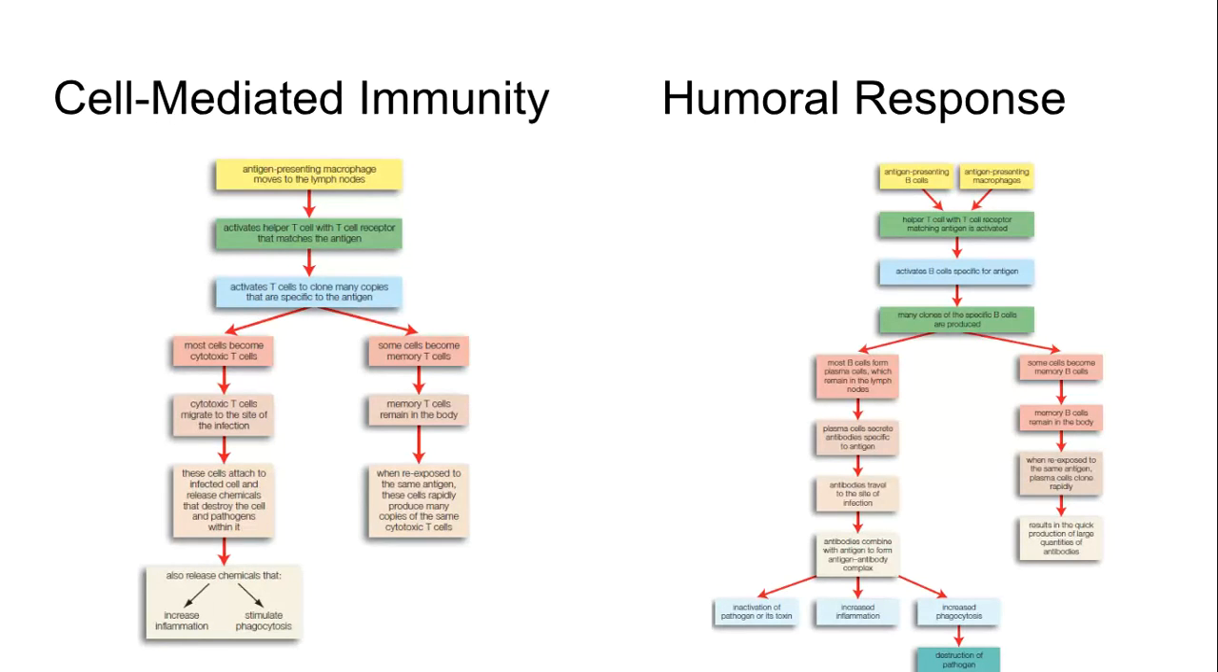In our humoral response, we're looking at our B cells. So we see our antigen-presenting B cells that work with the helper T cells to match an antigen. And then we see our B cells being activated, being produced, and then moving to our lymph nodes and working with our antibodies to form our antigen-antibody complex. And then we're seeing a destruction of the pathogen. At the same time here, we're also producing memory B cells. So therefore, when we're re-exposed to the same antigen again, we see a large production of our antibodies.